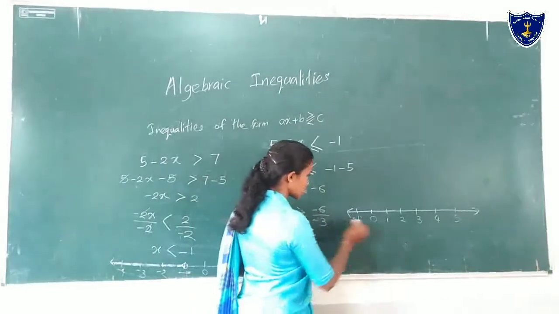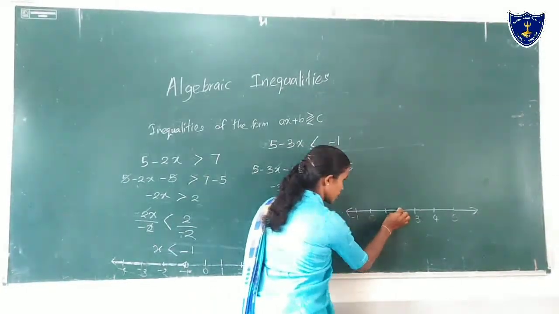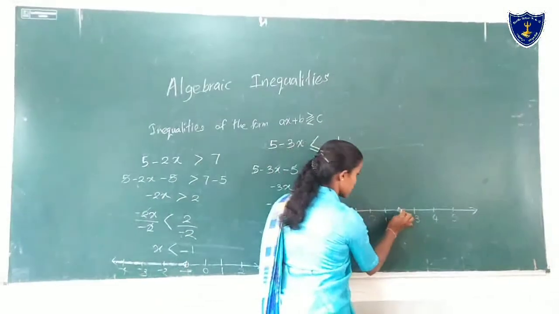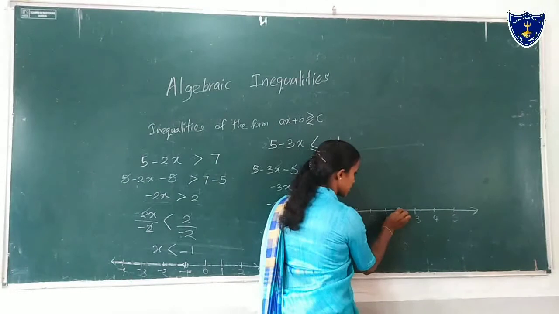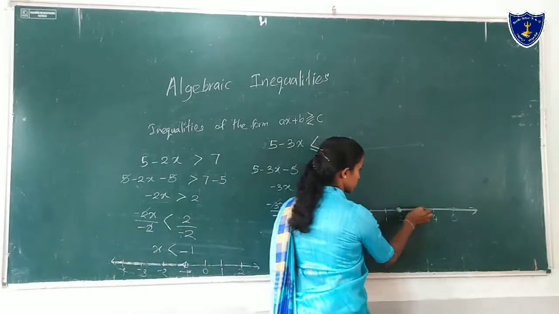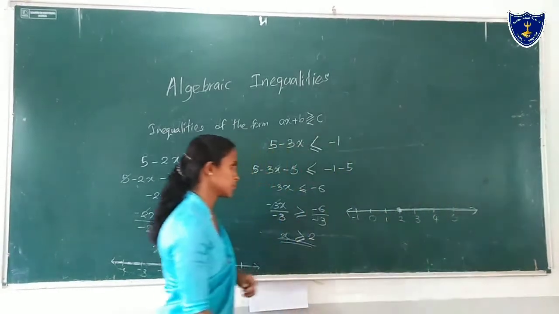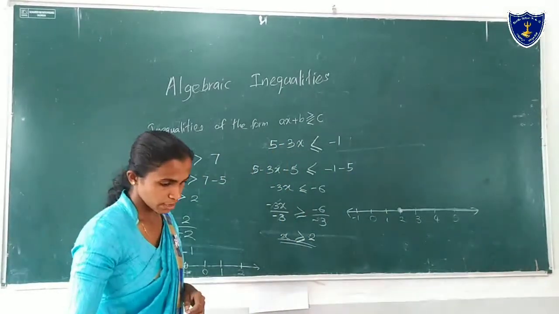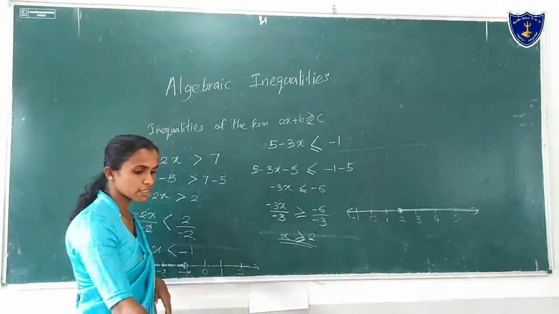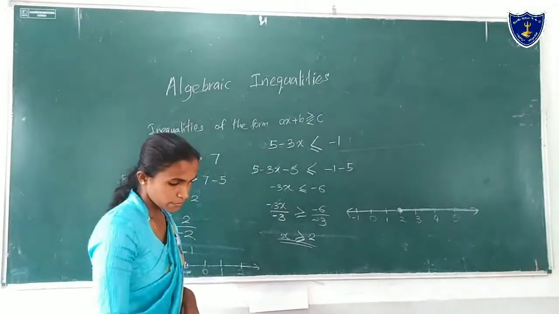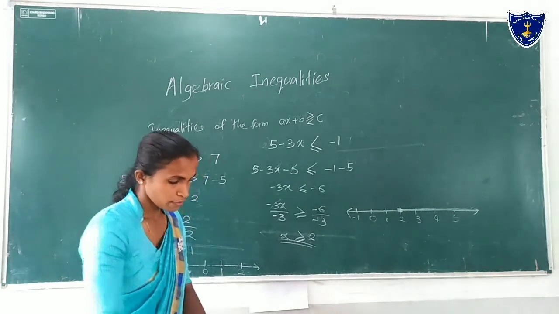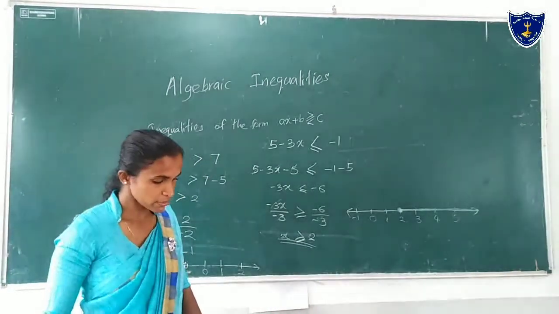For all the solutions, first mark positive 2. Here x equals 2, so you have to shade, then greater than 2. Okay, then you can do exercise 25.1. First question, solve each of the following inequalities. The second one, you have to solve the given inequality and find the set of integral solutions.